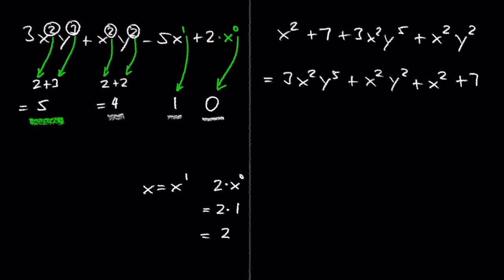The largest degree is 7. Then comes 4. Then 2. And then 0. So the degree of this polynomial is 7.